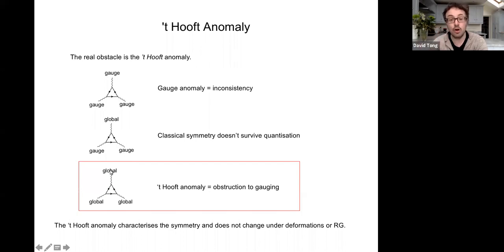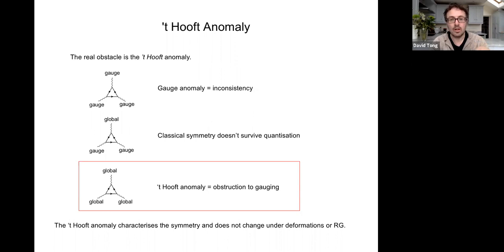Which brings me to what Hooft did. So Hooft looked at the following diagram. It's sort of the obvious one that's missing. It's where you've got three different global currents on the edge. You sum over all fermions running in these loops, and you see if there's a finite answer, finite meaning non-zero.